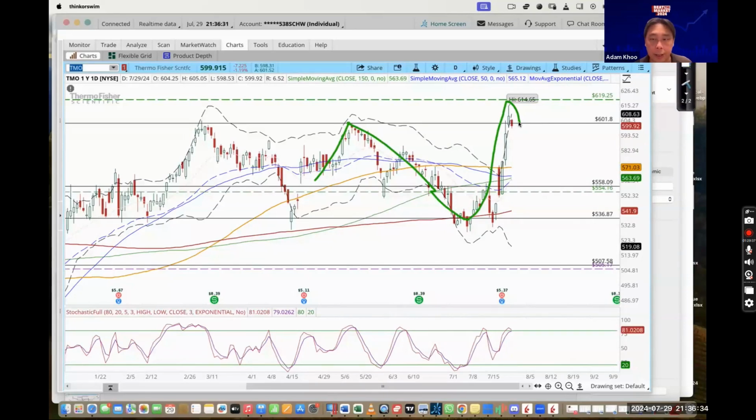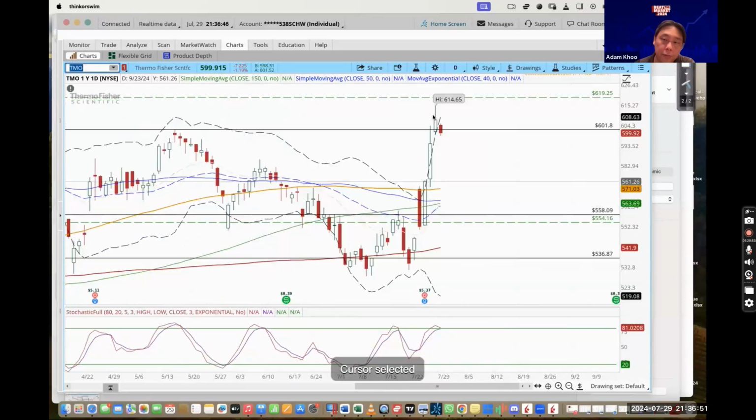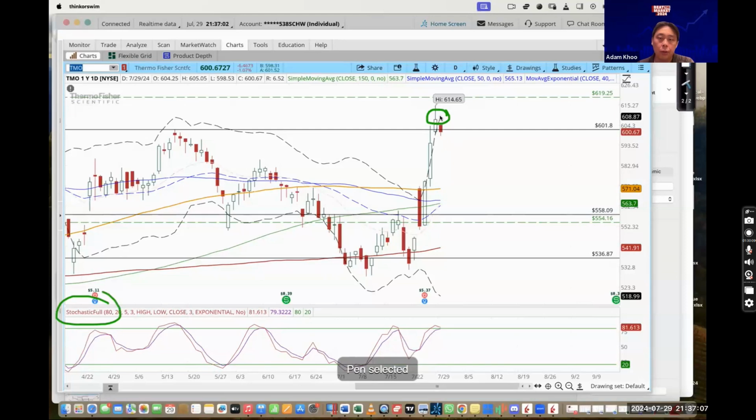Now, can you see this double top pattern? Yes. Is this going up 90 degrees? Yes. Okay. And did it go above the upper Bollinger Bands? Wait, let me zoom in. Did it go above the upper Bollinger Bands? Yes. So this is overbought. Look at the stochastics. Is the stochastics overbought? Is it above 80? Yes. So overbought. Do we have a bearish candle?